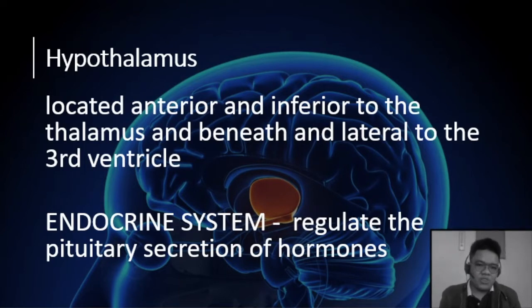Now, you have your hypothalamus. Class, your hypothalamus is located anterior and inferior to the thalamus and beneath and lateral to the third ventricle. Its main function is related to the endocrine system, as it would regulate the pituitary secretion of several hormones. With that, it would influence metabolism, reproduction, even your stress response because of the regulation of your adrenocorticotropic releasing hormone, and then also your urine production related to the production of your vasopressin, your antidiuretic hormone, or even your aldosterone. So that's how your hypothalamus would regulate your endocrine system.